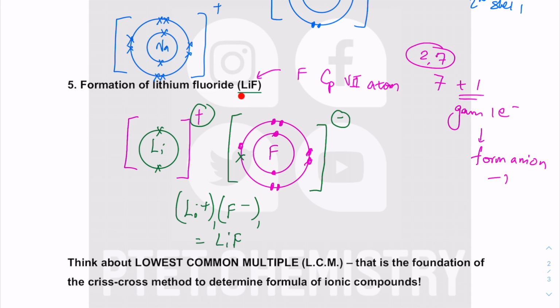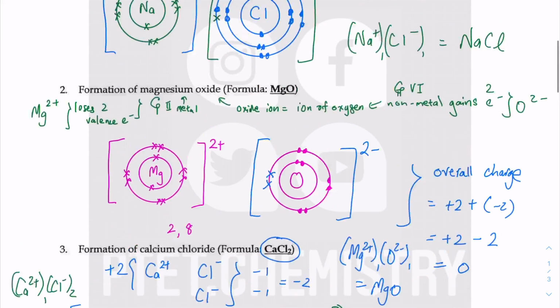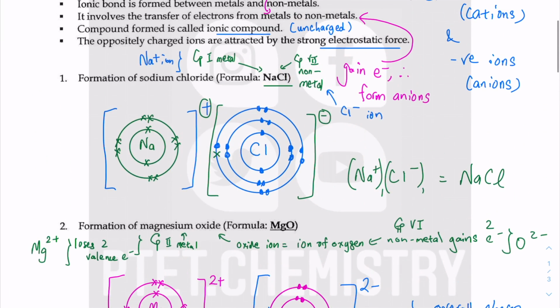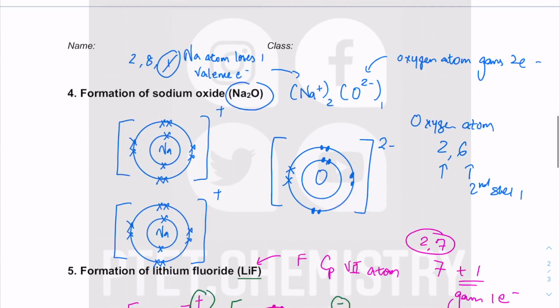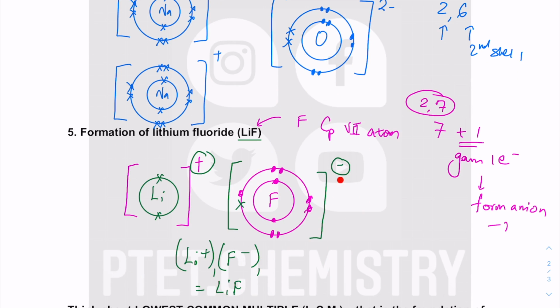Group 1 metal loses 1 electron. Group 7 non-metal gain 1 electron. 1:1. So the simple formula is just like that. When you think about NaCl, group 1 metal, group 7 non-metal is also 1:1. Na plus, you got 1 of it. Cl minus, you got 1 of it. Overall charge of 0. Li plus, you got 1 of it. F minus, you got 1 of it. Overall charge plus 1 and minus 1, you get 0 charge.